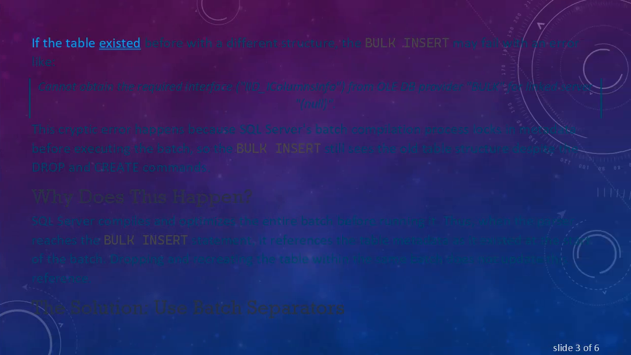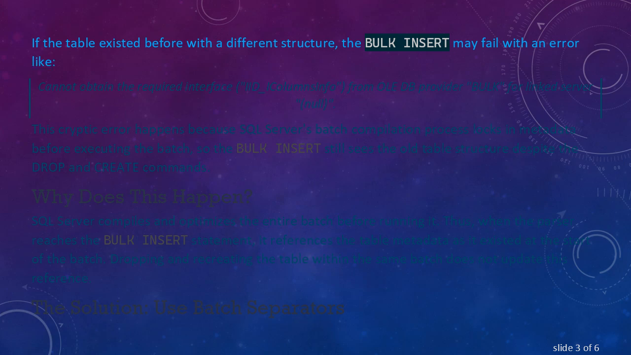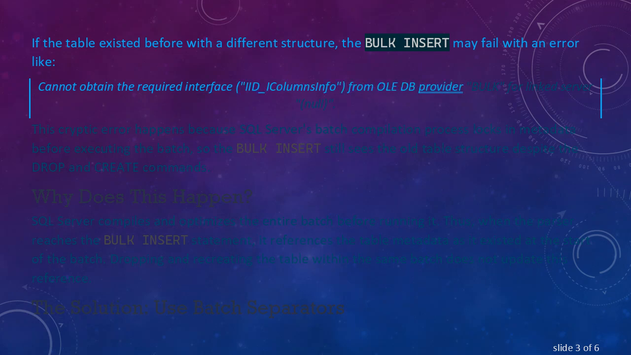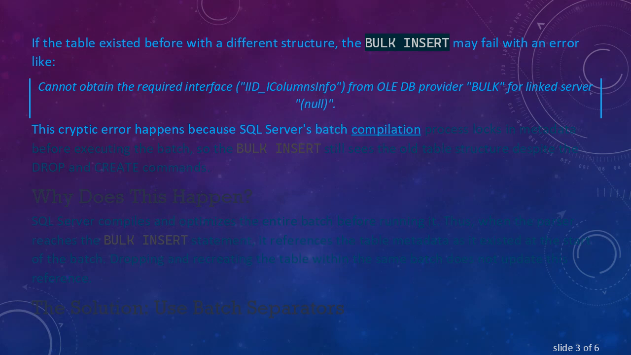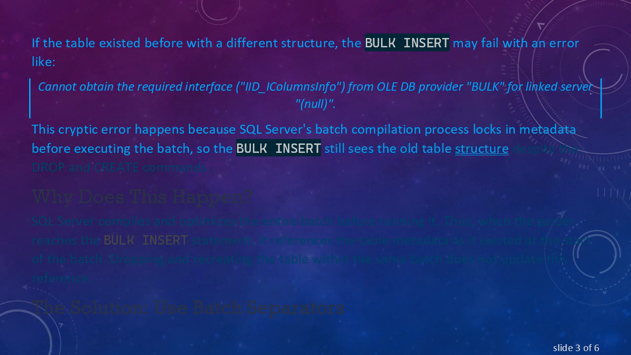If the table existed before with a different structure, the bulk insert may fail with an error like "Cannot obtain the required interface, IID_IColumnsInfo, from OLE DB provider BULK for linked server (null)." This cryptic error happens because SQL Server's batch compilation process locks in metadata before executing the batch, so the bulk insert still sees the old table structure despite the drop and create commands.